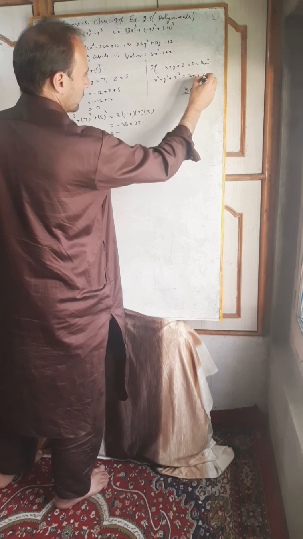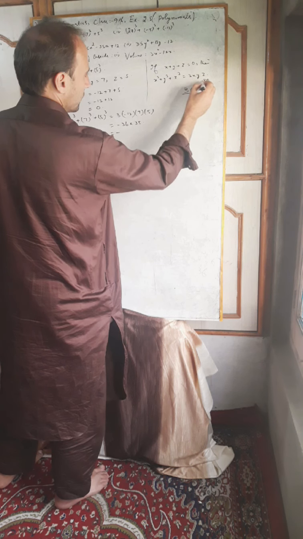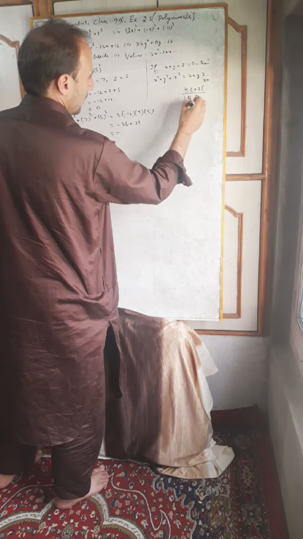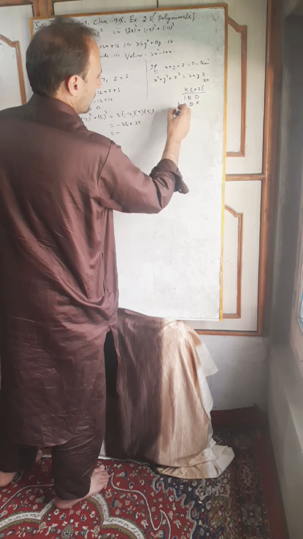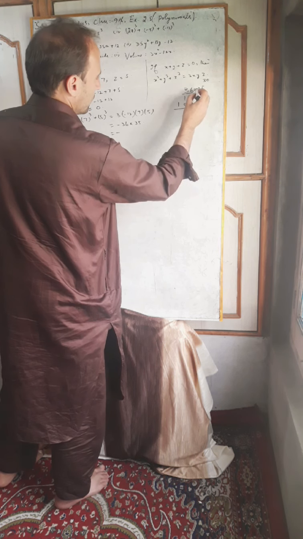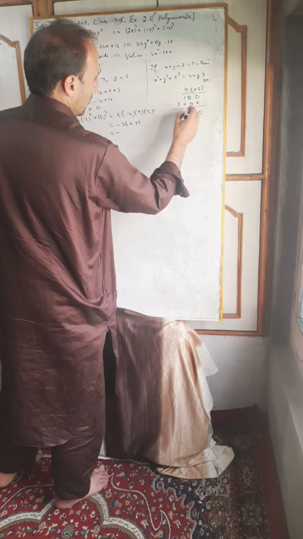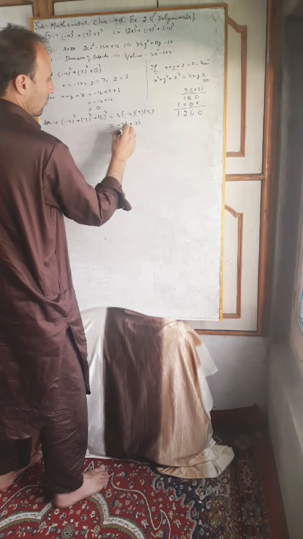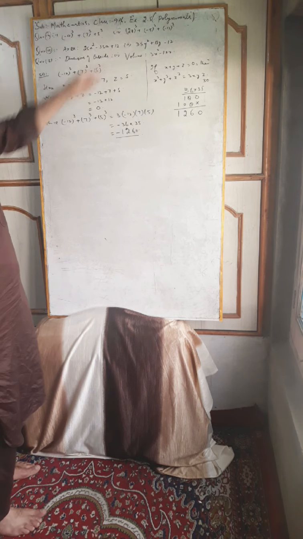Multiplying: 5 times 6 is 30, 5 times 3 is 15, so it is 180. 3 times 6 is 18, 3 times 3 is 9 plus 1 is 10, and adding gives 1260. So it will be equal to minus 1260. The second part you can do yourselves.